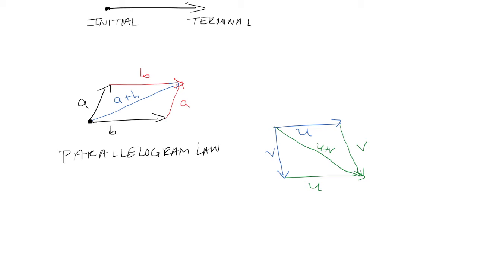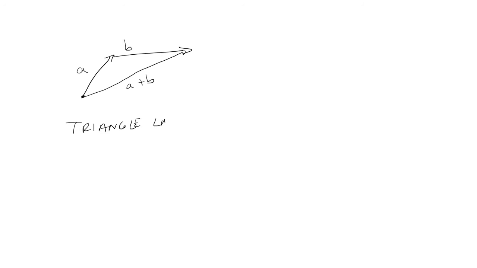What happens if they don't? What if it's like initial to a terminal? So let's look at an example. We'll have vector A, vector B. Instead of making a parallelogram, you're going to have to make a triangle. So you just connect these two vectors like this. This is called the triangle law. Basically it connects initial point to terminal, initial to terminal.